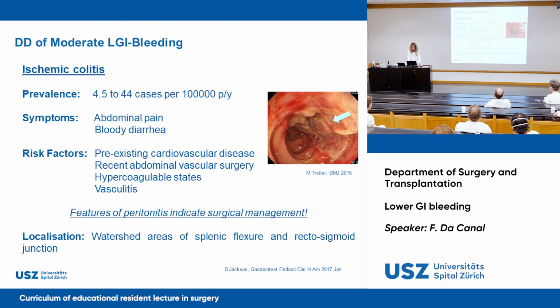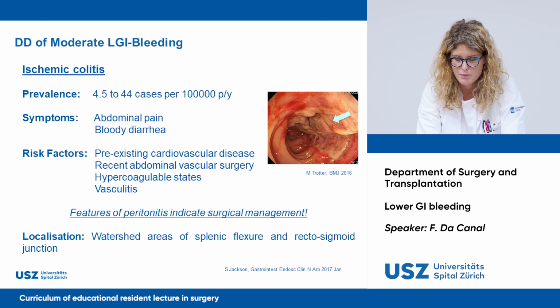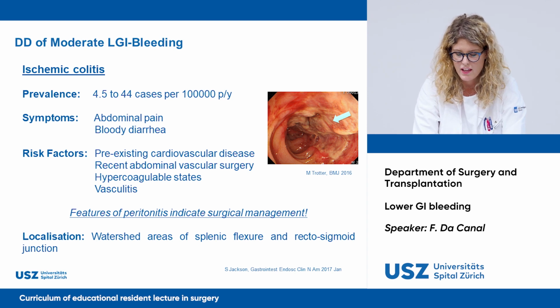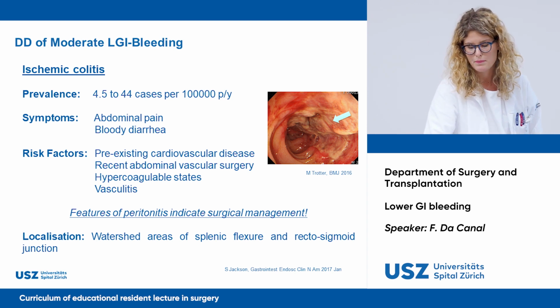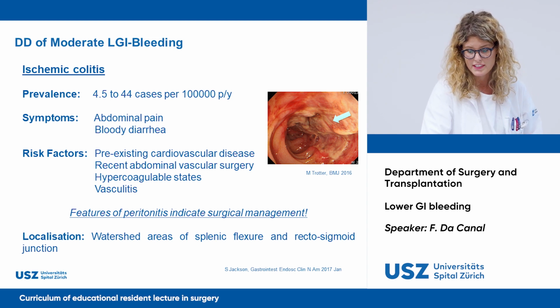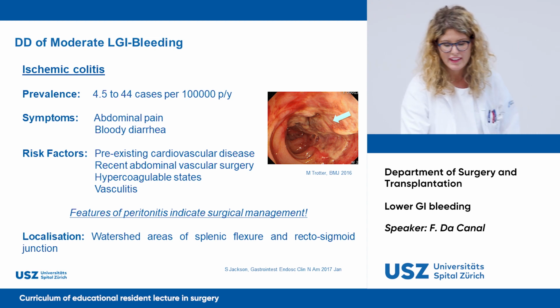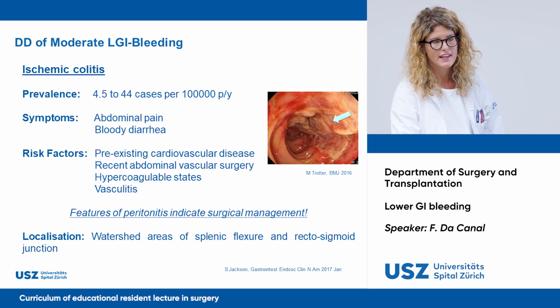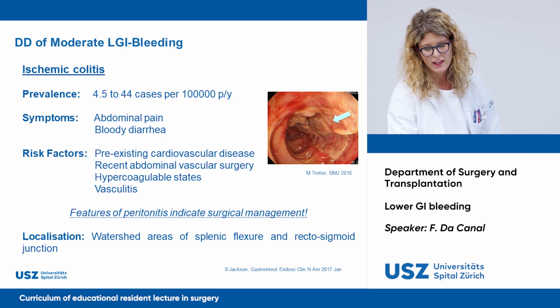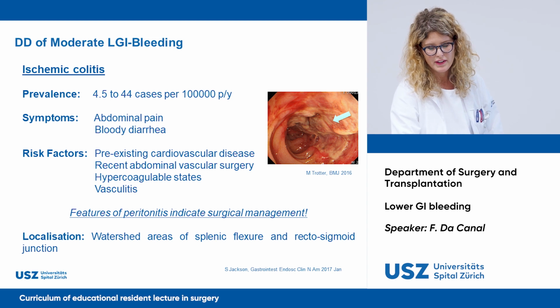Ischemic colitis occurs when the blood flow to a part of the colon is temporarily reduced. The diminished blood flow doesn't provide enough oxygen for the cells, which can result in tissue damage to the affected area of the intestine. It may present with bloody diarrhea, usually associated with abdominal pain. Important in this case is that the features of peritonitis indicate a surgical management.